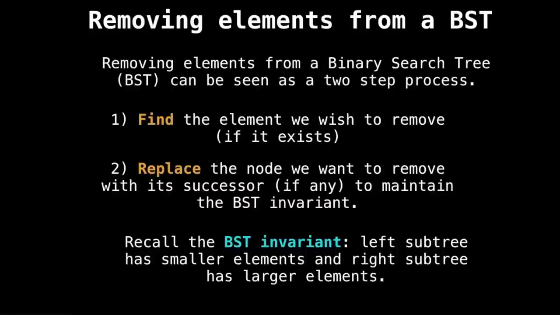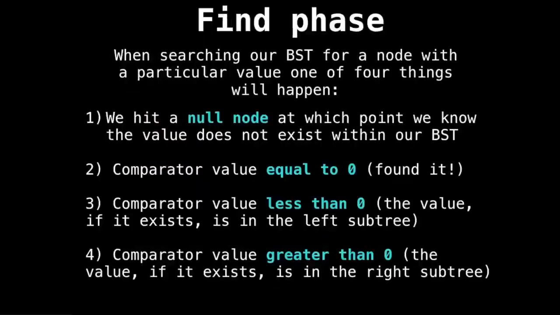Now let me remind you what the binary search tree invariant is. It's that the left subtree has smaller elements than the current node, and the right subtree has larger elements than the current node. Okay. So let's dive into phase 1, the find phase.